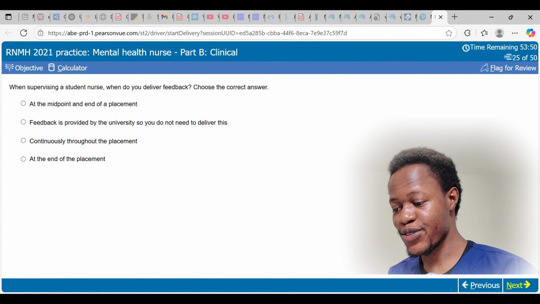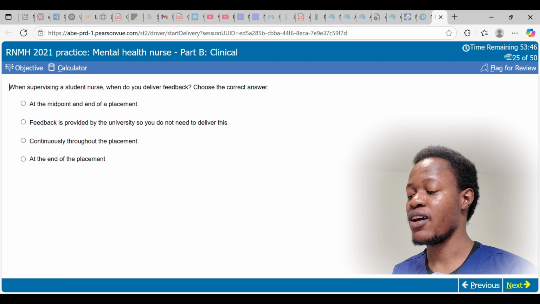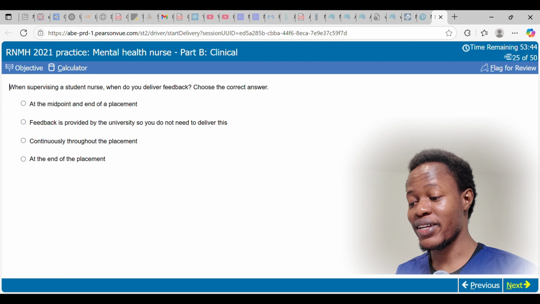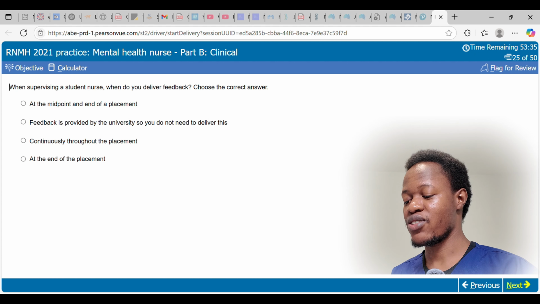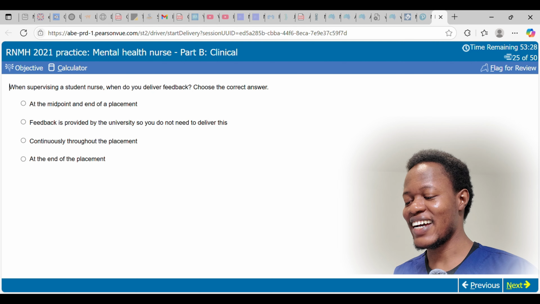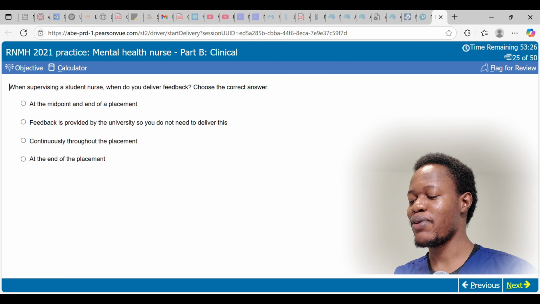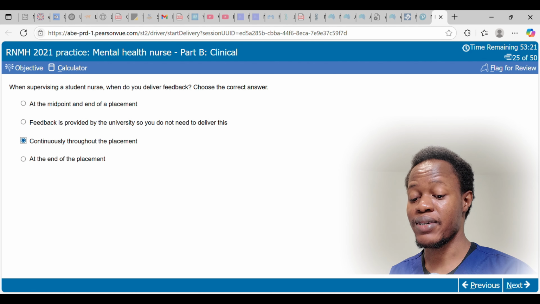When supervising a student nurse, when do you deliver feedback? Choose the correct answer. Option A says midpoint at the end of a placement. Option B says feedback is provided by the university, so you don't need to deliver this. Option C says continuously throughout the placement. Option D says at the end of the placement. So feedback is to be given continuously throughout the placement.